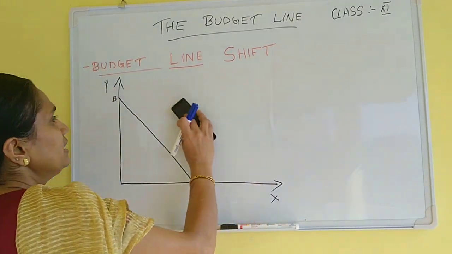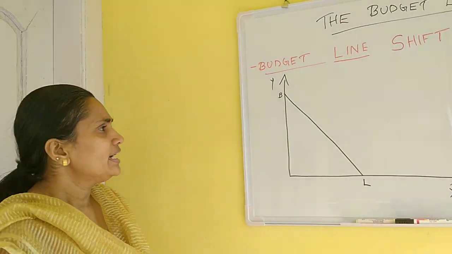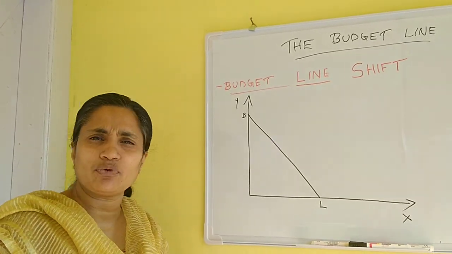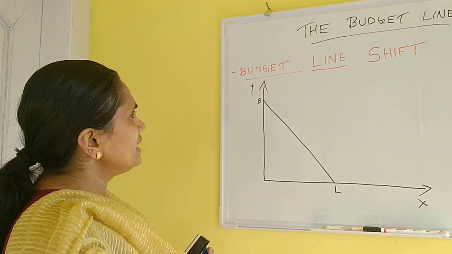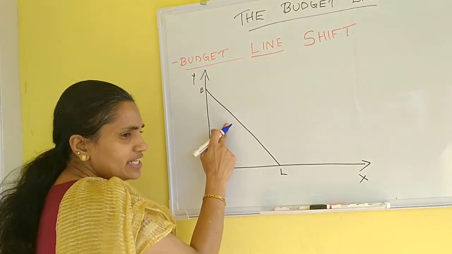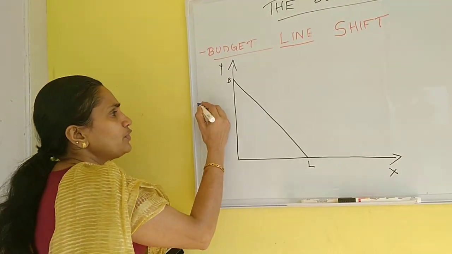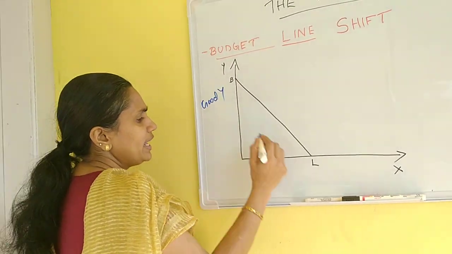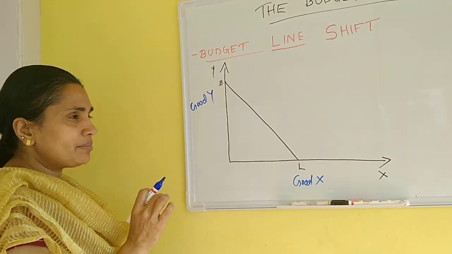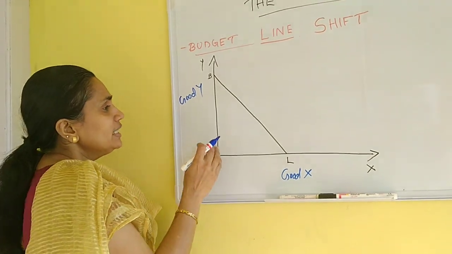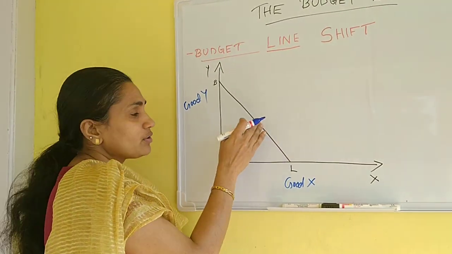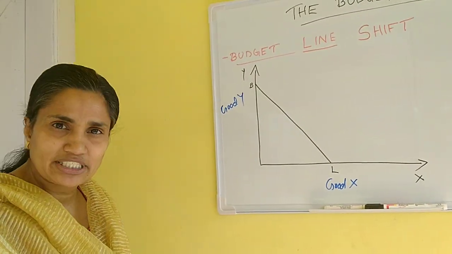So next one is the shift of budget line. We learned what the budget line is, the slope of the budget line, the shape of the budget line and so on. Now we can look at the shift of the budget line. This is a budget line which shows the various combinations of the two goods, good Y and good X, that the consumer is able to consume within the limited income. Now we need to think about whether there is any chance of a shift of this budget line, and under what condition. What is the condition for a shift of the budget line?